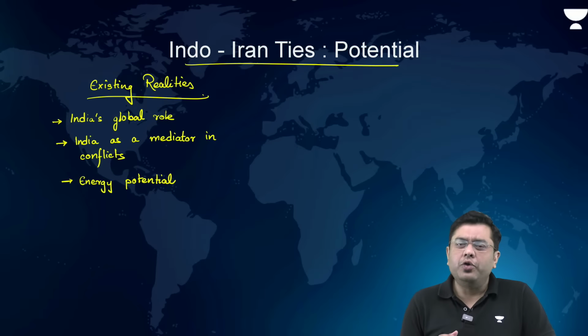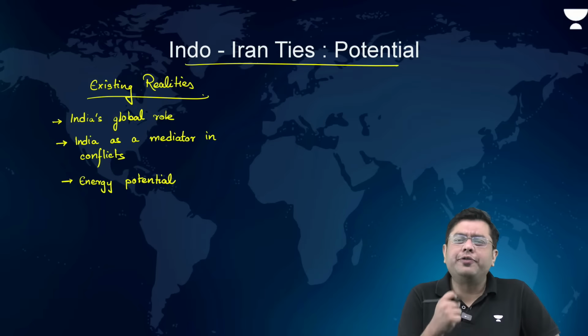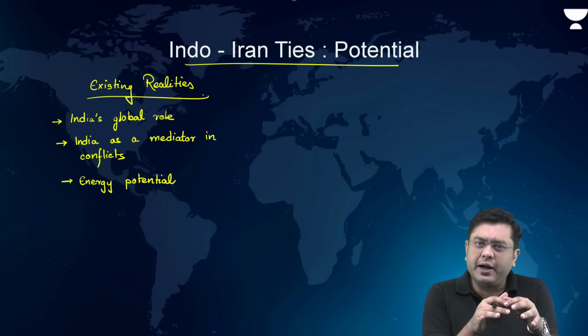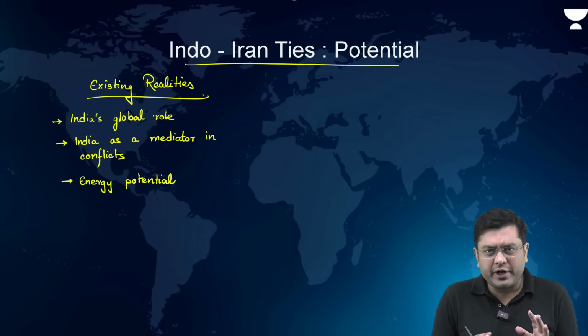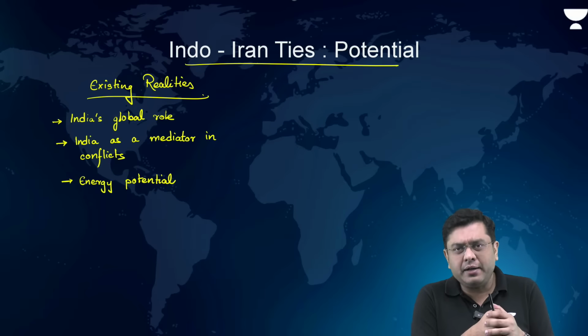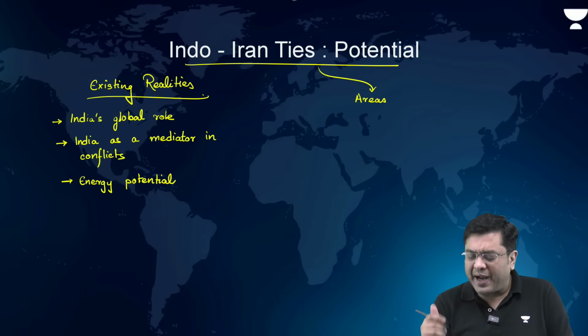But when we talk about moving ahead, what are the areas of cooperation where India and Iran can find common ground and work upon? That is something which is important for us to understand, because going ahead, that is how you plan for the diplomatic moves as well. So, areas of cooperation moving ahead. This can be divided under a few brackets.